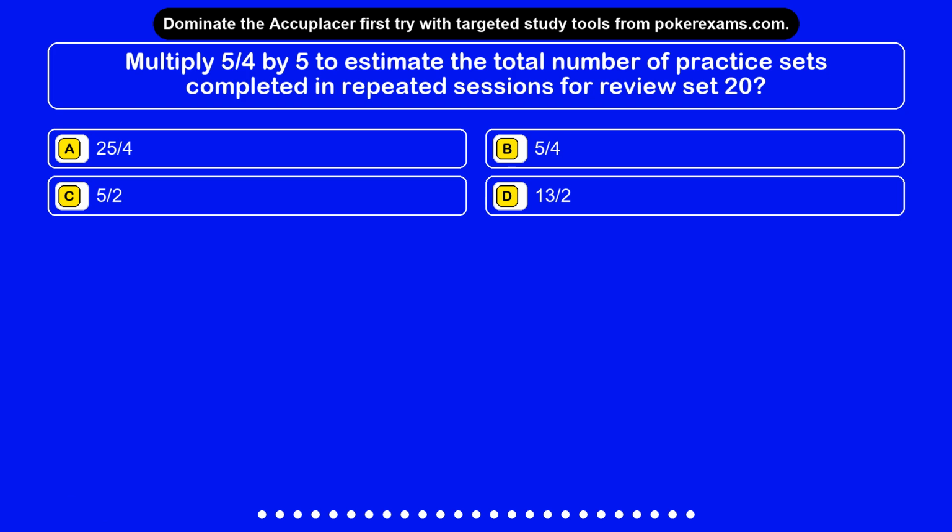Question 2. Multiply 5/4 by 5 to estimate the total number of practice sets completed in repeated sessions for review set 20. Option A, 25/4. Option B, 5/4. Option C, 5/2. Option D, 13/2.